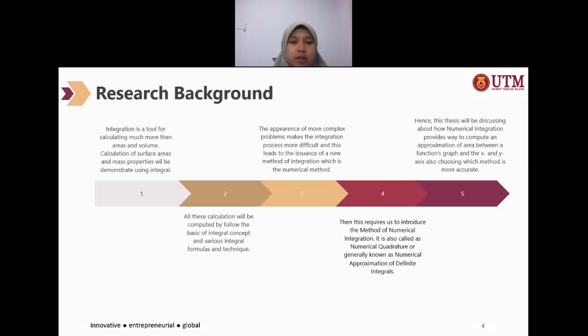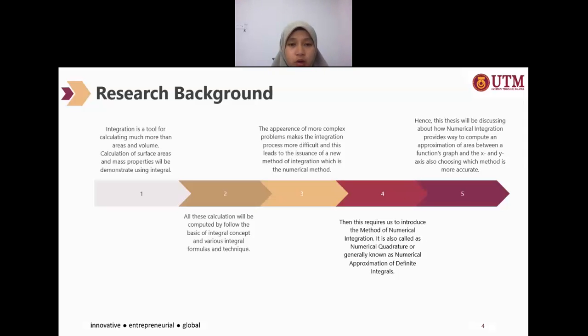This research starts with the research background, where we will discuss the definition of integration, the methods of integration and so on. In general, integration is a tool for calculating much more than areas and volumes. All these calculations follow the basic integral concept and various integral formulas and techniques, such as integration by parts and the tabular method and so on.